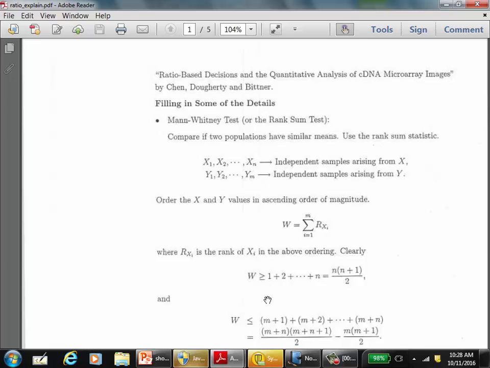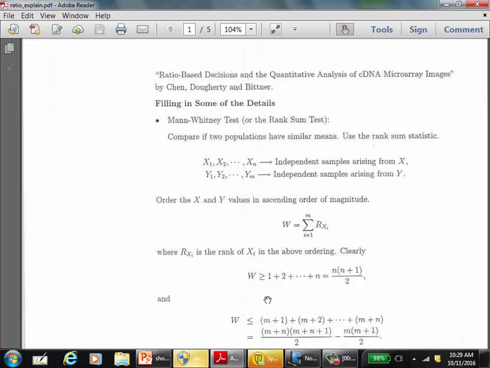If they have similar means, and you take samples from one population and samples from the other, then they should all be kind of mixed up. So let's say you're drawing n independent samples from population X and m independent samples from Y. M and n don't have to be equal; they could be equal too. Now you're going to order these, arranging them in ascending order of magnitude.